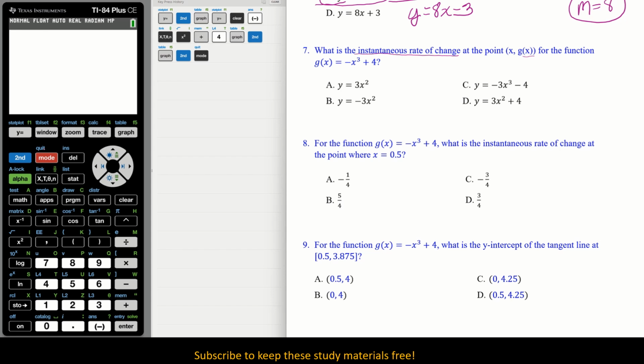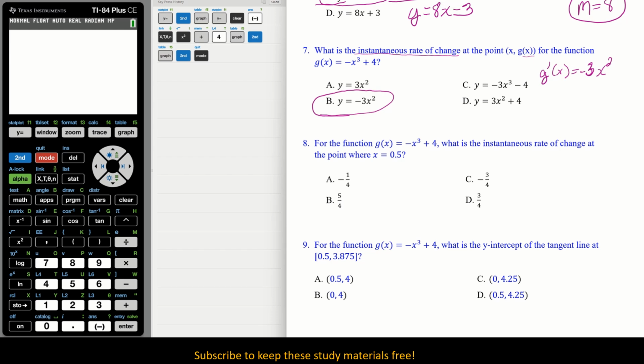So that would be our, here, let me write it correctly, I'm sorry. Okay, that would be g prime of x using the chain rule, negative 3x squared, okay? And plus 4 would become 0. So the only thing that matches is option B.